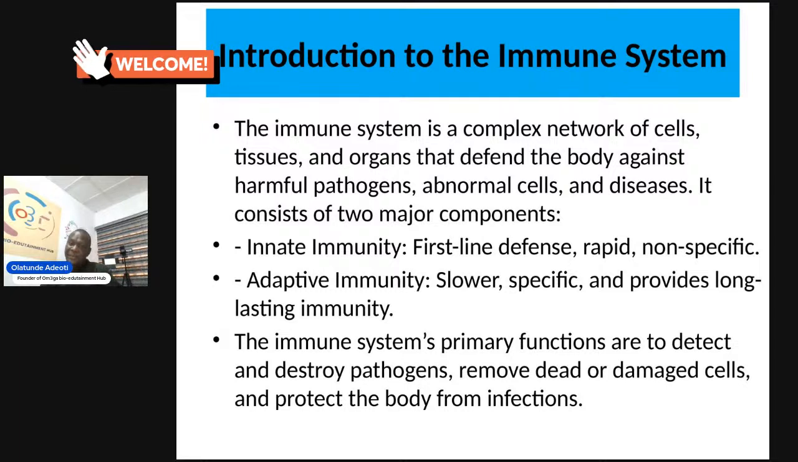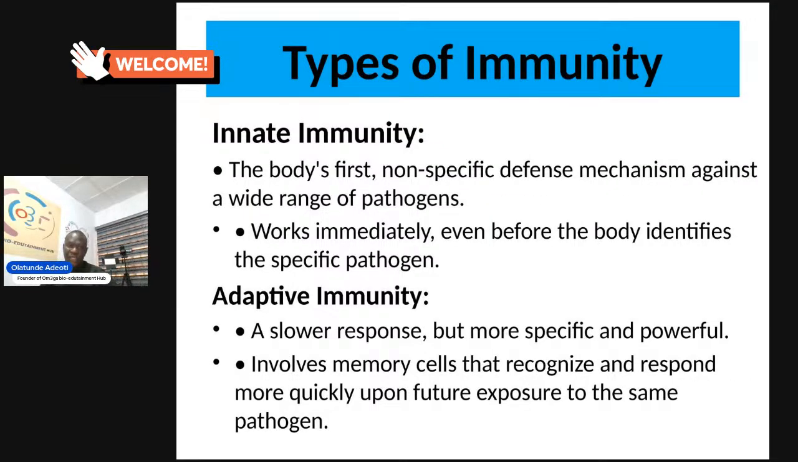So the immune system primarily functions to detect and destroy pathogens. Not only pathogens, they remove dead cells or damaged cells, and together they function in order to protect the body from certain infection and insult. So the next one, just like I said, innate is non-specific, so it works immediately even before the body identifies the specific pathogen because it is not specific.